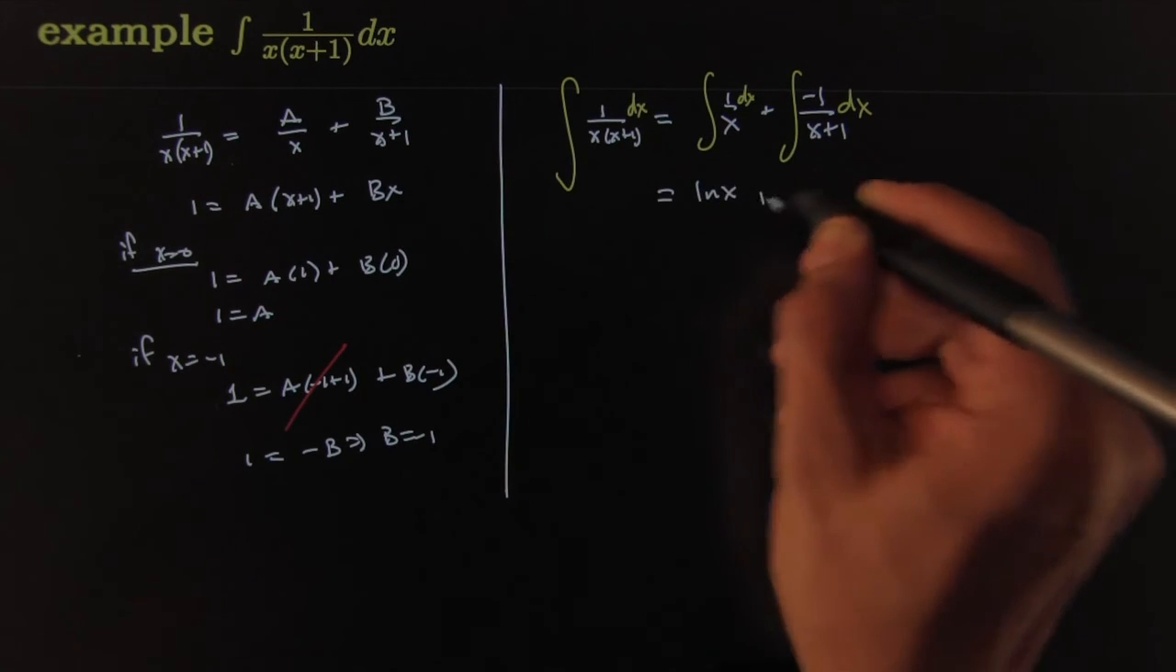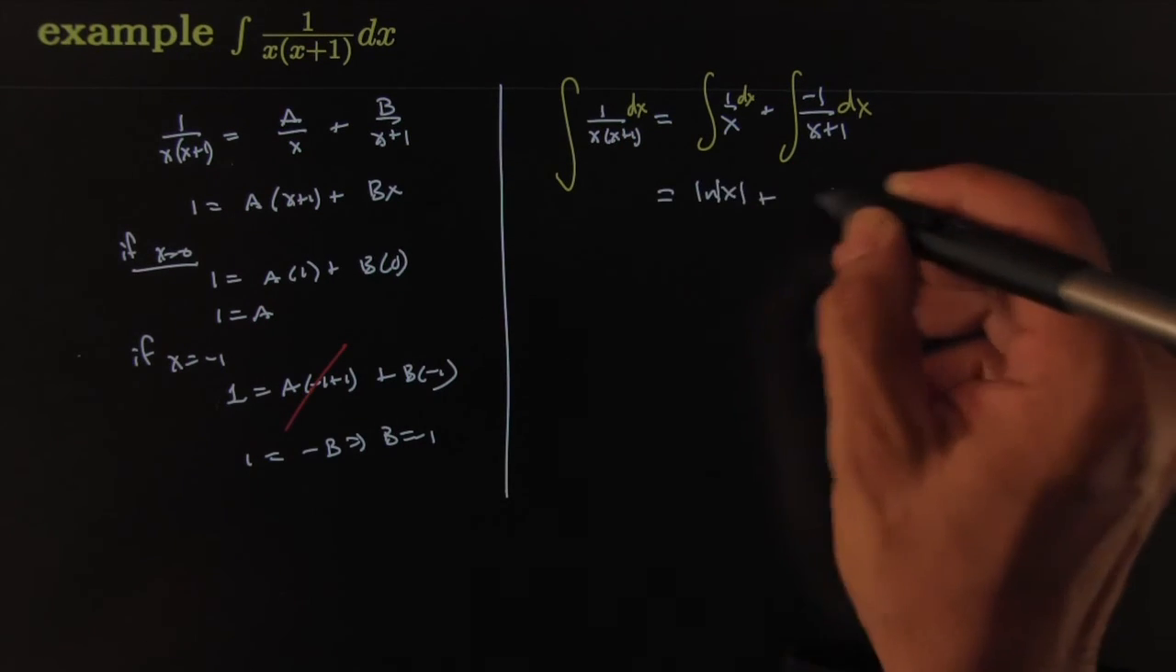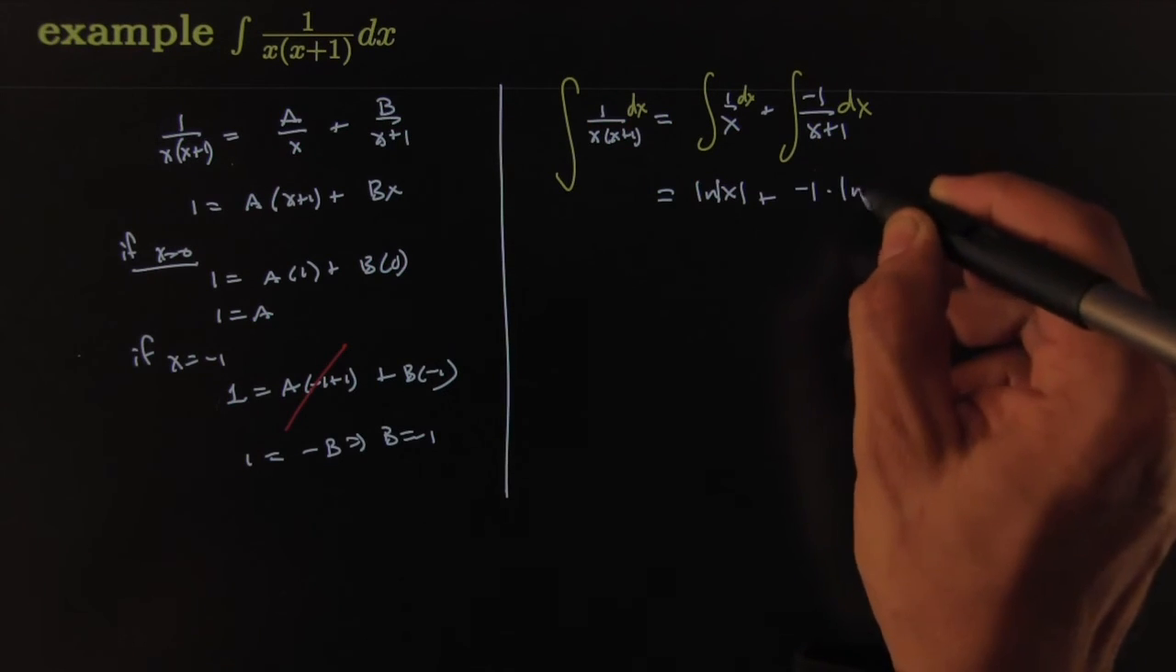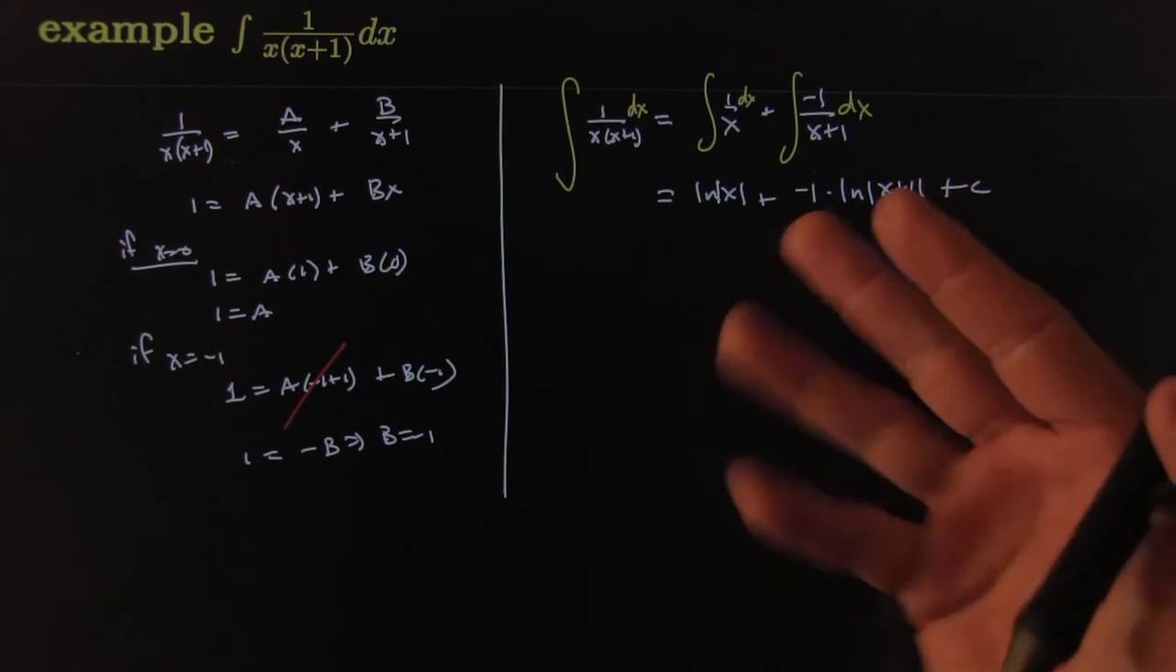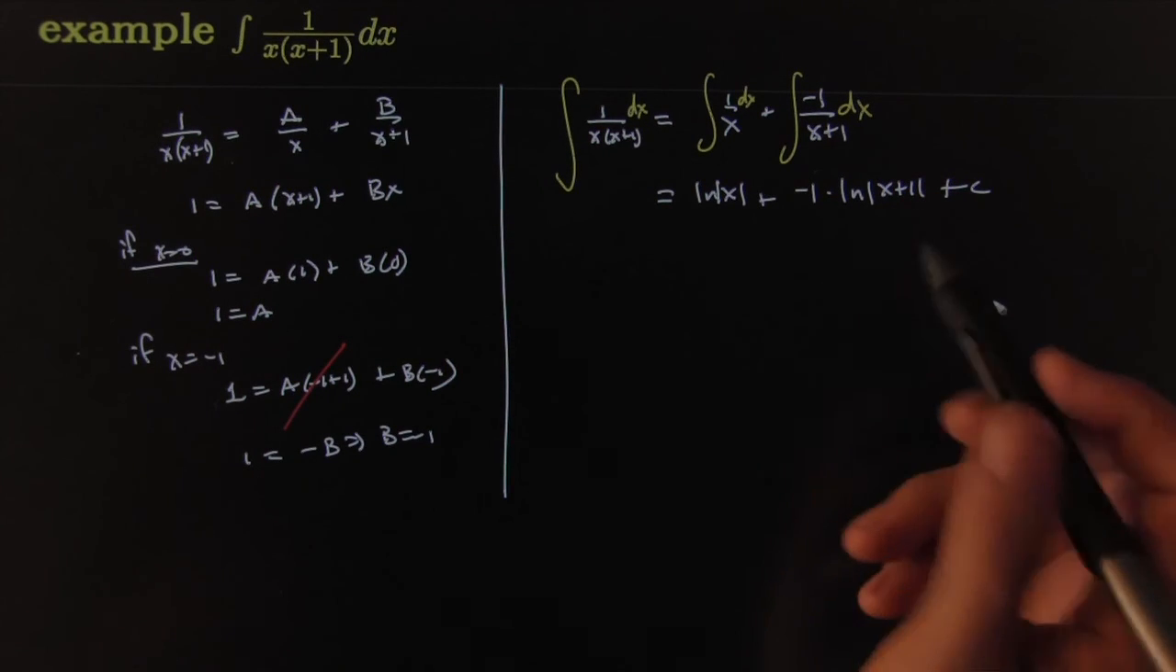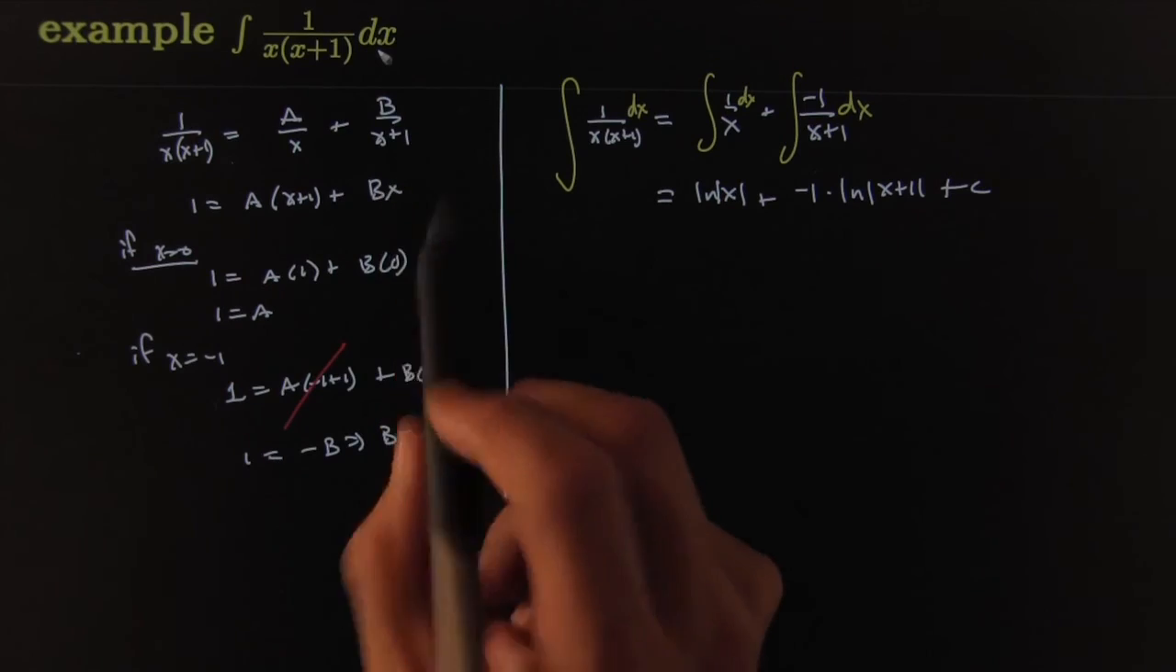ln of x plus negative 1 times ln of x plus 1 plus a constant. Told you. See why they pay me? Way too easy. Partial fraction decomposition.